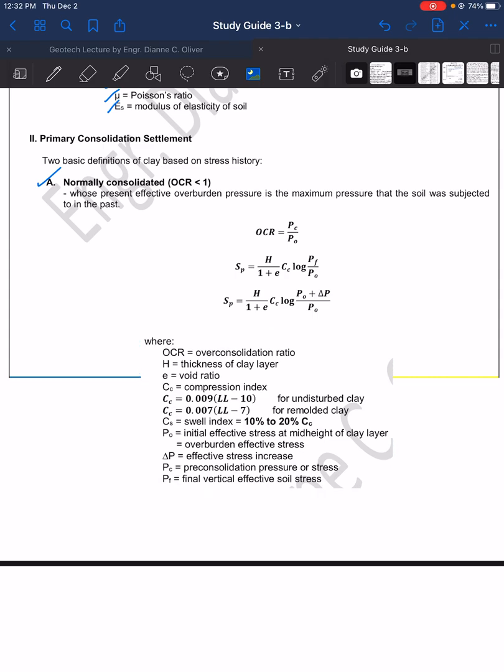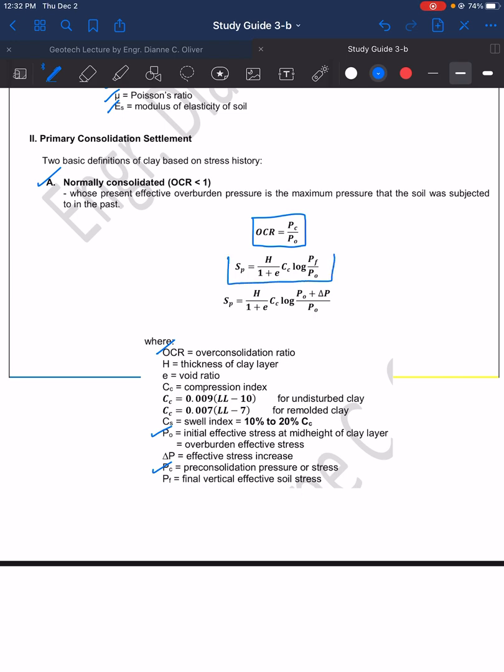So OCR is the over-consolidation ratio. Then over-consolidation ratio is equal to P sub C over P sub O. What is P sub C? P sub C is pre-consolidation pressure or stress. P sub O is the initial effective stress at mid-height of clay layer. It is also called the overburden effective stress.